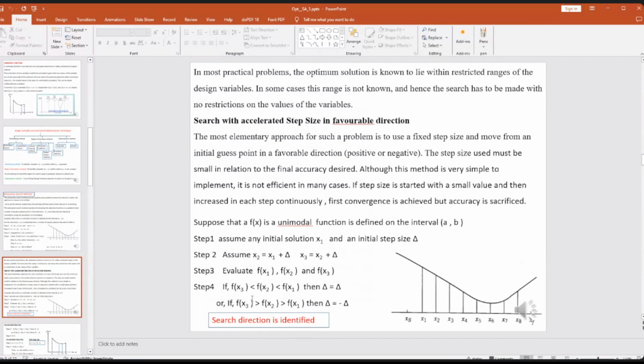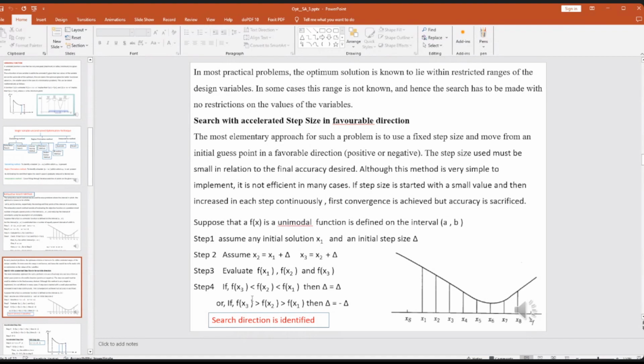Yes, sir. Now say, if both the logics are not true, then what will happen? It may happen that neither of the logics are true. So then the minimum might be in between. Yes, very good. So then it will be evident that minima is obtained between x1 and x3.